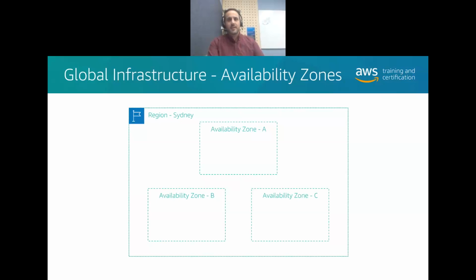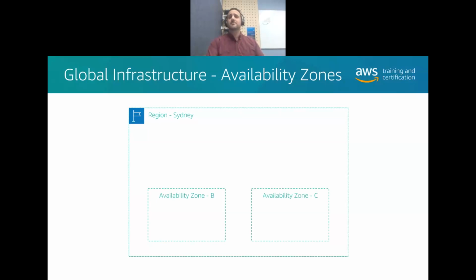So let's do a quick example. Here I've got in AZ A, this little orange icon is my server. I've been running this web server perfectly happily. Along comes a meteorite and smashes into AZ A and completely wipes it off the face of the earth. What happens to my web server? Well, it disappears with that AZ, and my customers are unhappy because now they can't access my server.